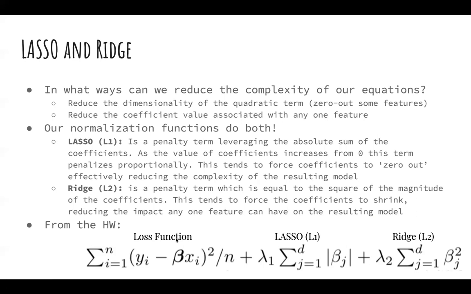So the way to interpret this: remember, yi is your actual y value, and your bxi is the aggregated sum of your quadratic term. That's essentially your actual minus your predicted, squaring it and then dividing by n. So you're taking the mean of your squared error. So this is an MSE function.